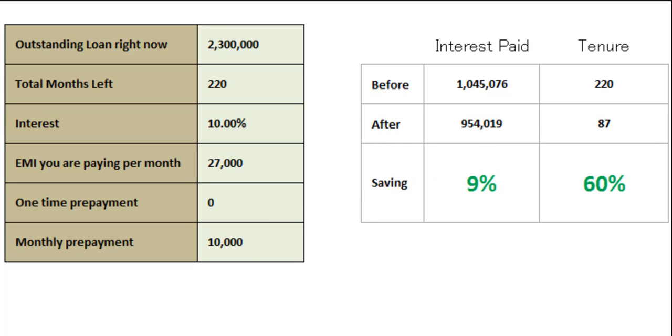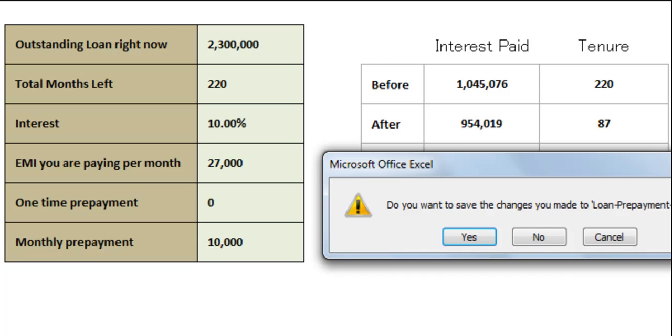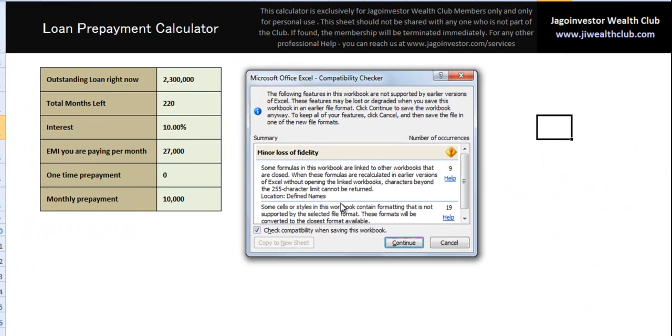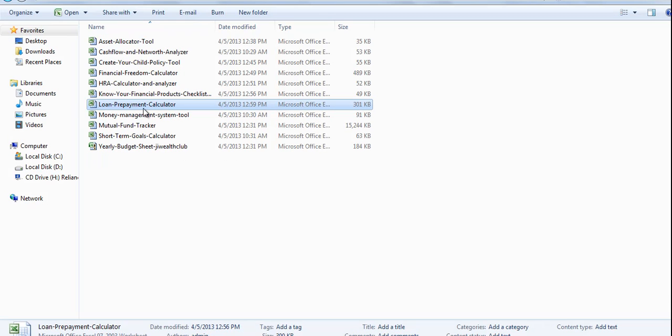So I hope you have got an understanding of how you can use this calculator. So now we'll move to the next one. And the next one is the money management system.